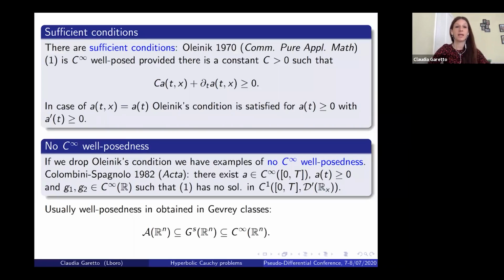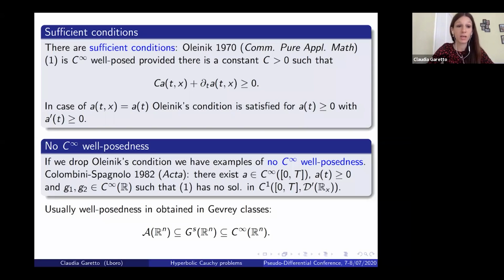And there is quite a famous result by Oleinik in the 70s. She produced some sufficient conditions on the type of equation that I mentioned before, so actually a second order equation also with lower order terms, in order to get C-infinity well posedness. The condition is of this type, if I formulate it for the equation in example 1. In particular, we can see that if the coefficient does not depend on x, then this becomes quite a simple condition on the coefficient A and on its derivative. But we don't know actually what happens when we have higher order equations.